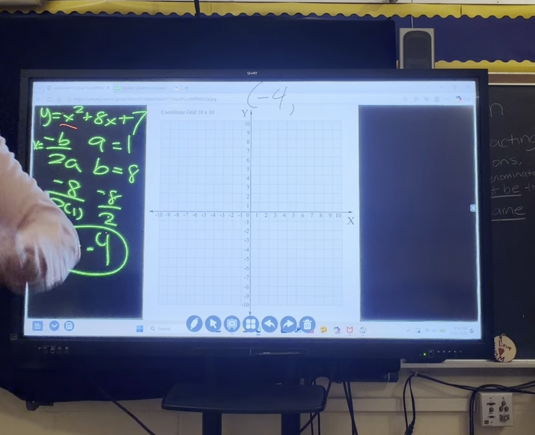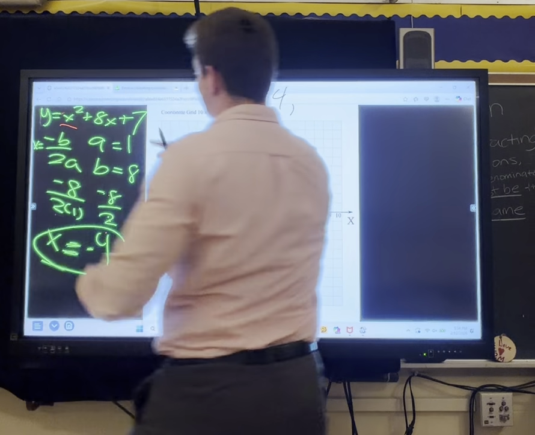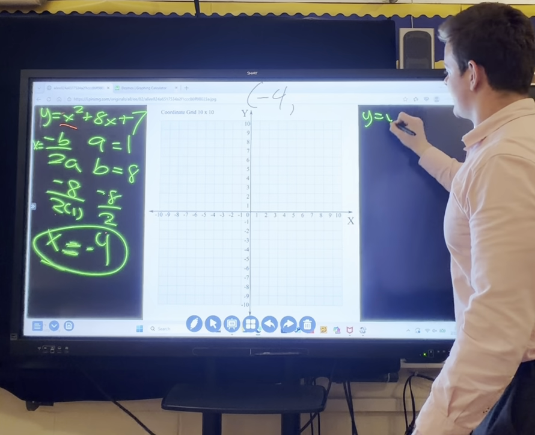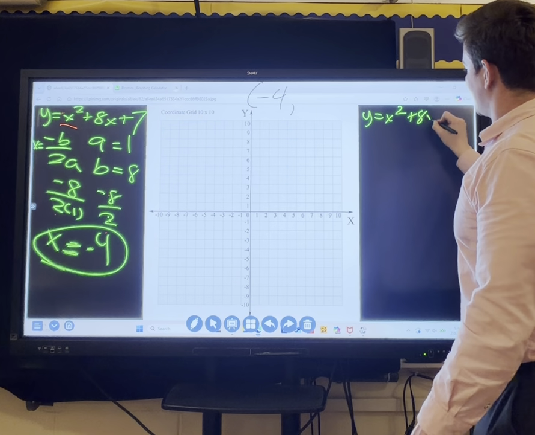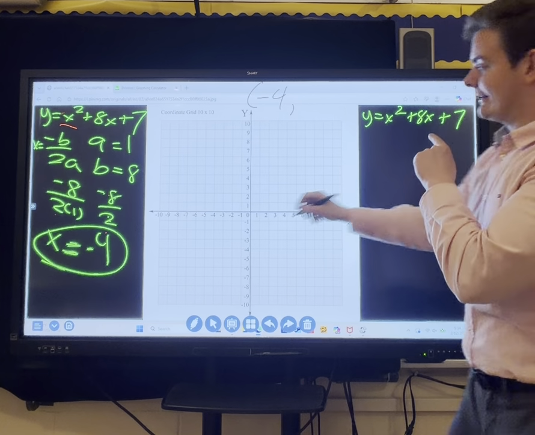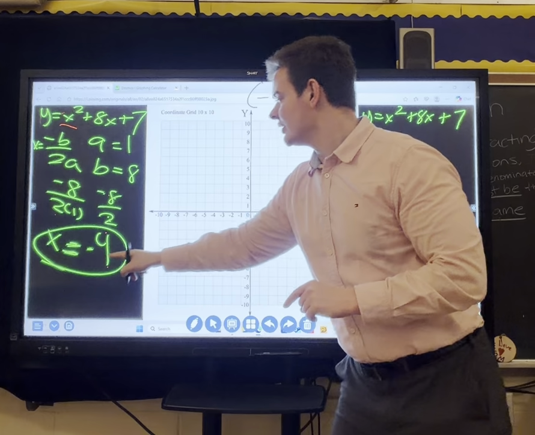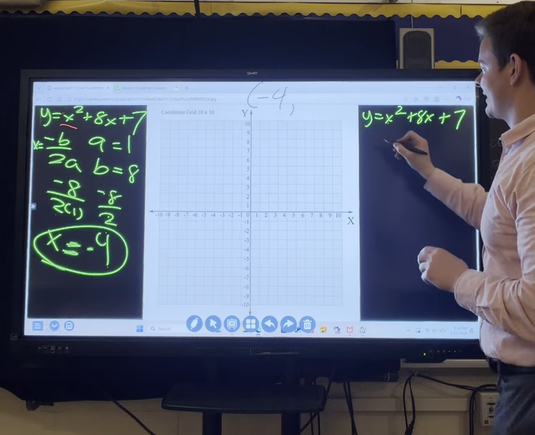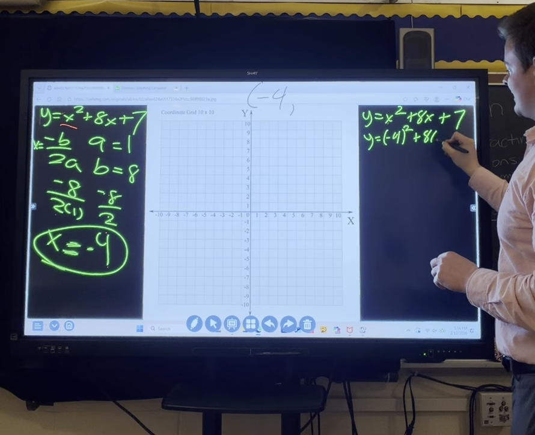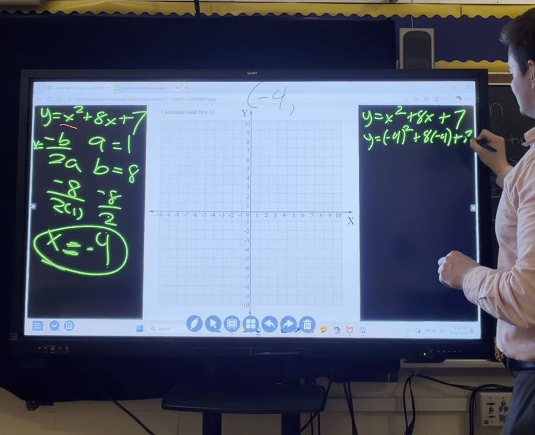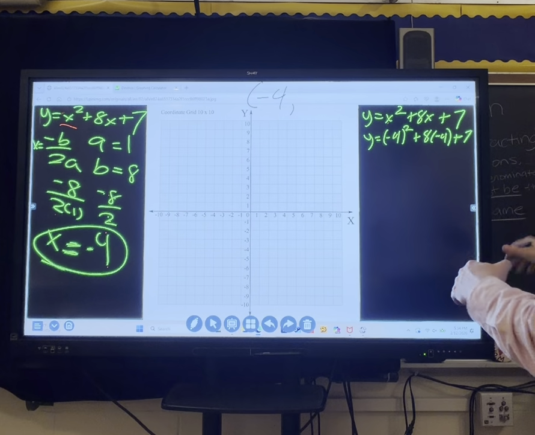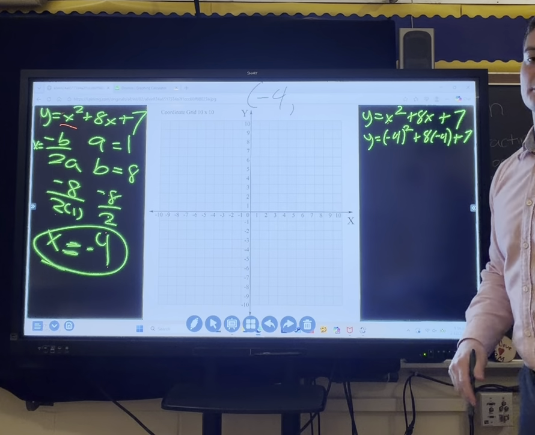Cool. Whenever I have an x, I plug it back in to find the y. So my equation is y equals x squared plus 8x plus 7. I know the x I care about is negative 4, so I plug it back in. y equals negative 4 squared plus 8 times negative 4 plus 7. Again, if you wanted to, you could just put that all in your calculator, but I'm going to do it out manually.